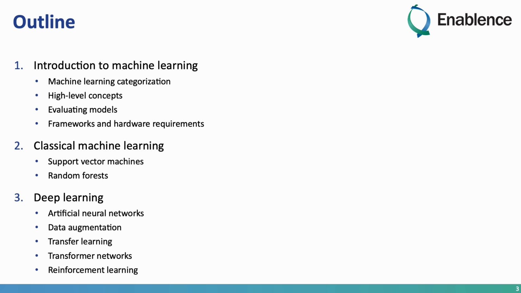We'll begin with an introduction where we'll first talk about machine learning categorization, then describe some high-level concepts, and then talk about evaluating models as well as the software and hardware requirements for ML development. We'll then go into classical machine learning, and here we'll talk about support vector machines and random forests. And lastly, we'll talk about deep learning, and here we'll describe artificial neural networks, data augmentation, transfer learning, and then briefly talk about transformer networks and reinforcement learning.